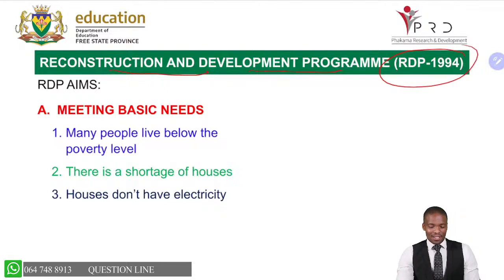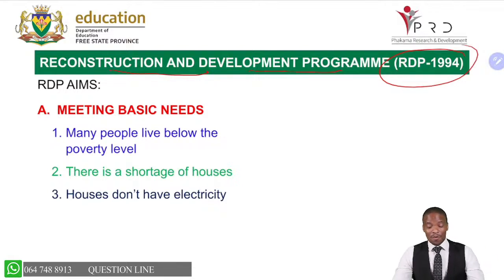So I want to repeat this, grade 12s. When I was teaching, there's a common approach or thinking that RDP refers to a house. Hence, they will always say we need RDP houses. But this RDP is a policy by the government, a full policy that does not only focus on houses, on the house provisioning by the government. It is an umbrella for all the other policies.